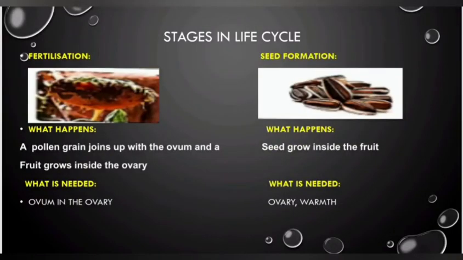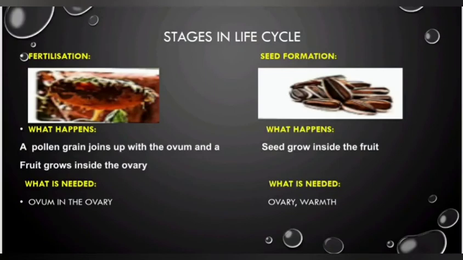Another stage in the life cycle of a flowering plant, fertilization. What happens during fertilization? A pollen grain joins up with the ovum and a fruit grows inside the ovary. What is needed during this process? Ovum in the ovary. Another, seeds formation. What happens during this process? Seeds grow inside the fruit, and what is needed during this process?